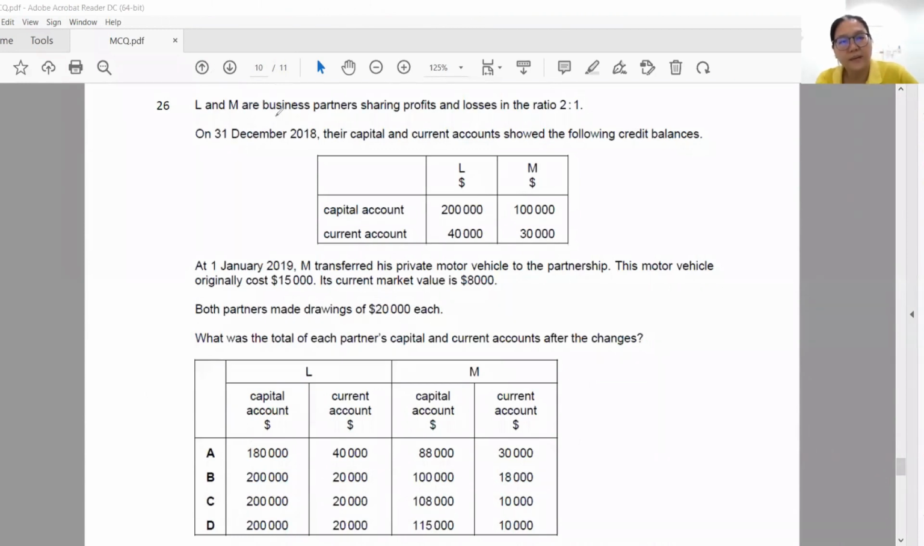Question 26. L and N are business partners who share profit and loss in the ratio 2:1. On 31st December, their capital and current accounts show the following credit balances. On 1st January 2019, N transferred his private motor vehicle.